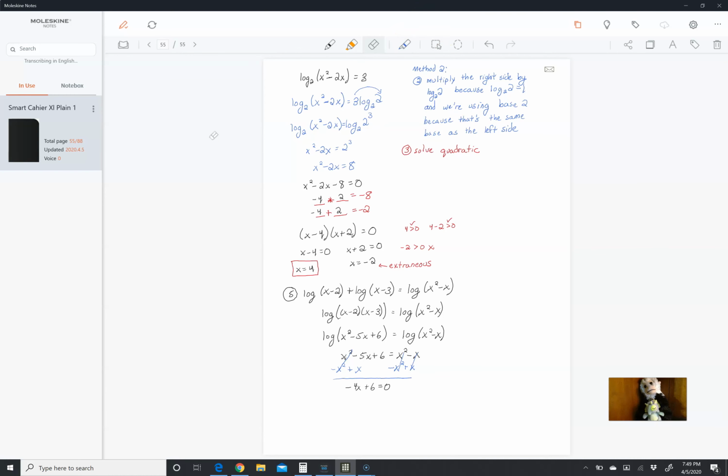If you hadn't added this x here to both sides, then you would have had a negative 5x plus 6 equals negative x, and you would have been adding 5x to both sides. That would have been the difference. So here, we add 4x to both sides. We get that 6 is equal to 4x. Then you're going to divide both sides by 6. And you get that x is equal to 2/3.